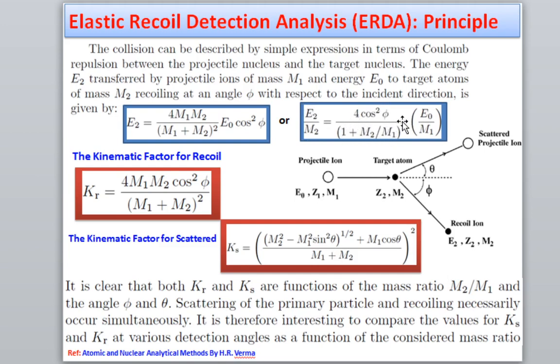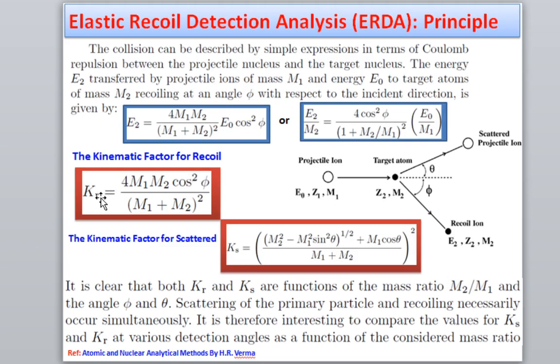If you further solve, we have defined Kr as E2 upon E0. So this m2 will go here, and E2 upon E0 will be equal to Kr. If you see this equation, E2 upon E0 will be equal to 4 m1 m2 upon (m1 plus m2) whole square, cos square phi. So that is Kr, the kinematic factor for the recoil.